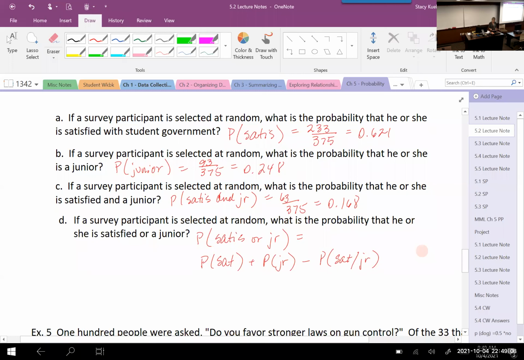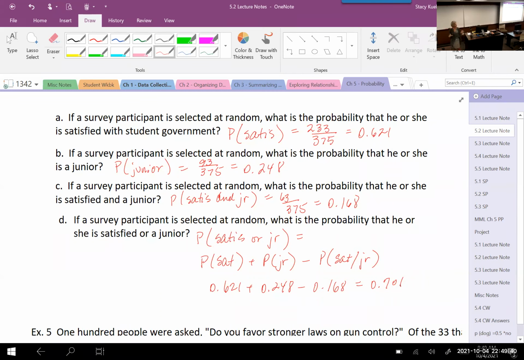So we can just take our values here. I have 0.621 plus 0.248 minus 0.168, because those were the decimal values. I could have just added the fractions up in the numerator, but ultimately I'm going to find that 0.701 is the result. That's the probability of me finding either someone who is a junior or they're satisfied. It's a 70% chance. Okay?